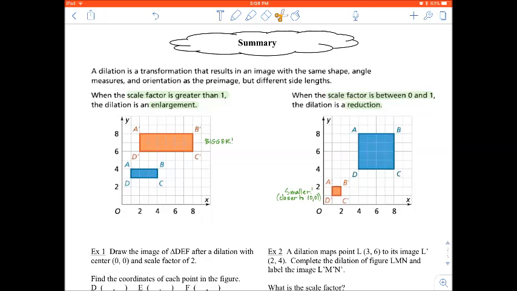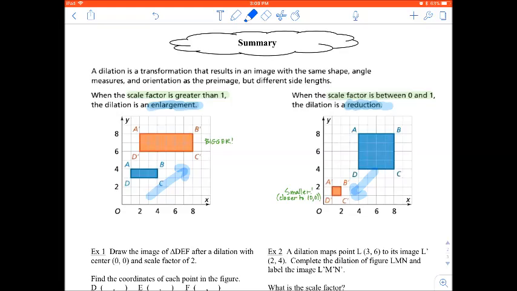When the scale factor is greater than 1, the dilation is an enlargement, if you'll fill that in right here. And when the scale factor is between 0 and 1, when it's a small decimal or fraction, then it will result in a reduction. And the graphs show that. In the first one, A moves further out from the origin, the center of dilation. And then in the second graph, we have that A comes closer to the center of dilation, towards the origin.